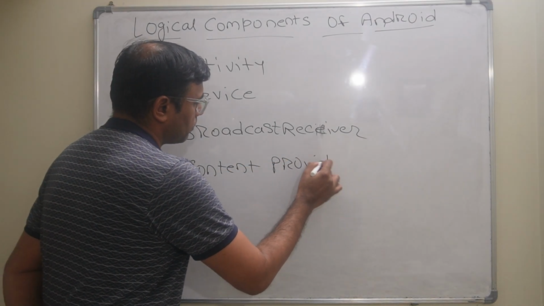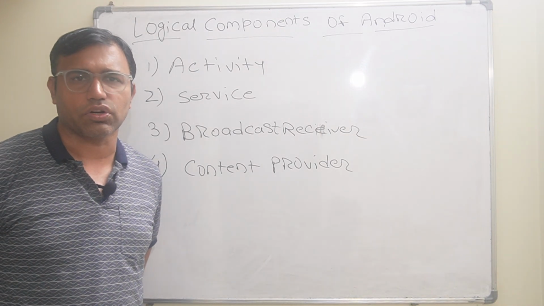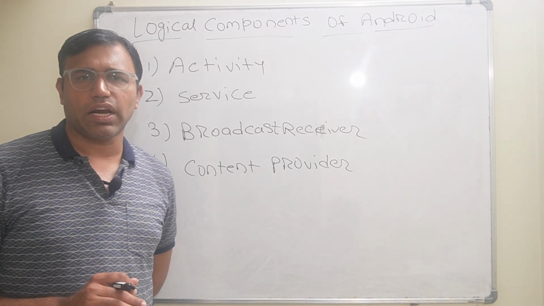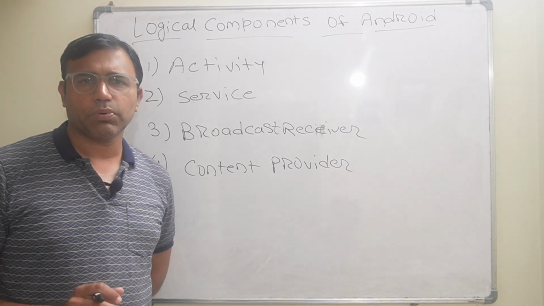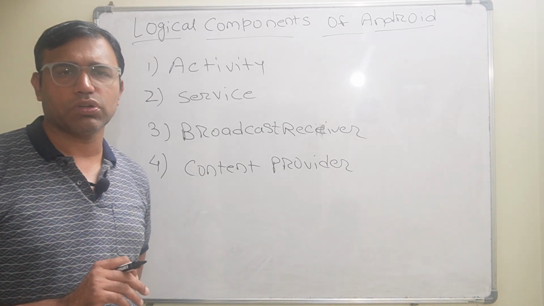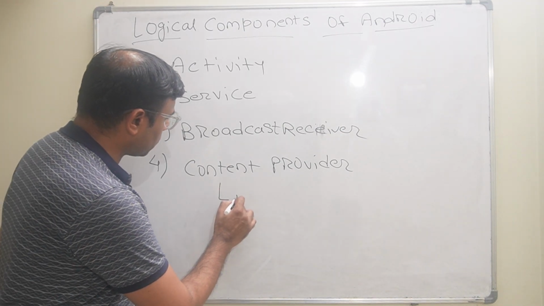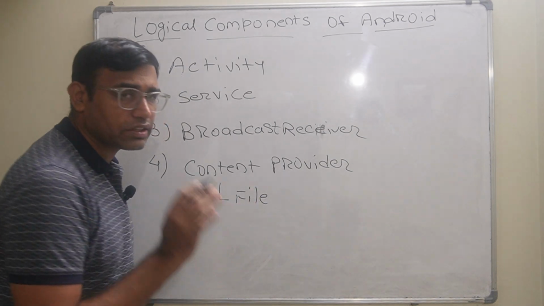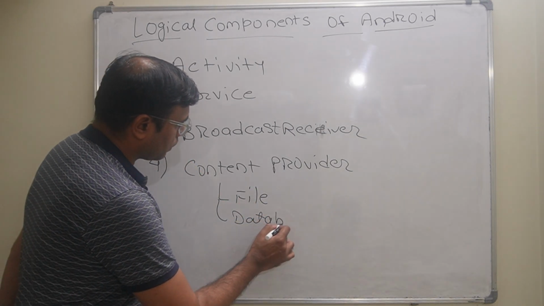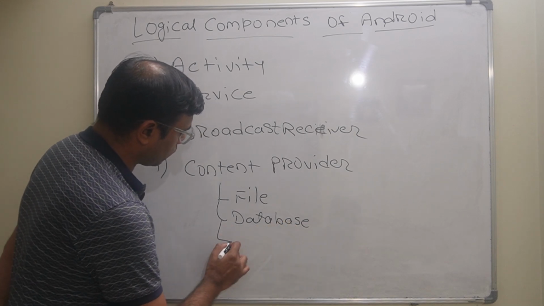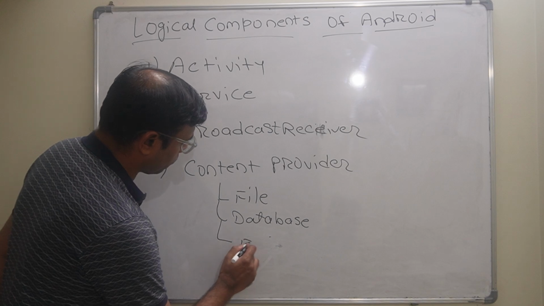Now what is content provider? Content provider is used for data persistence and access in Android. You can store the data in Android and you can access the data in Android through content provider. So content provider is nothing but the central repository where all the data is stored. Now there are three ways to store the data. First one is through file, second one is through database, and third one is through native or say enterprise data.